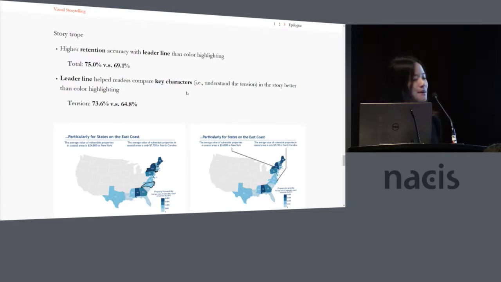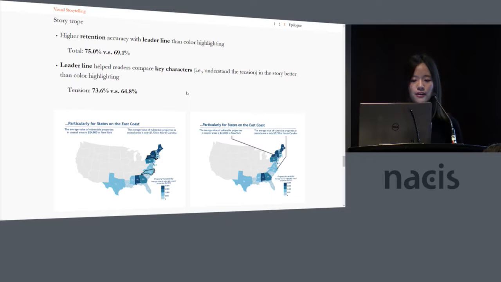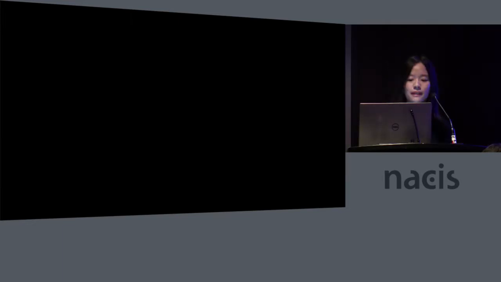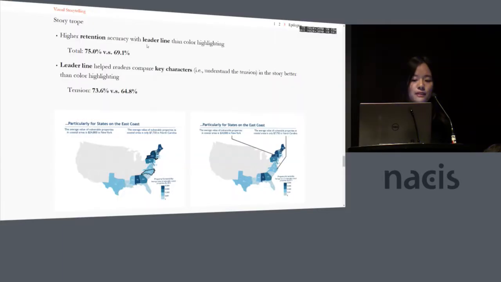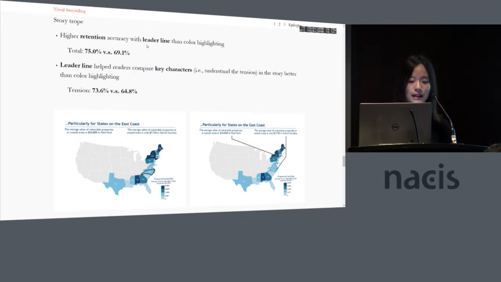So my third finding about story trope is also diverging. There is a higher retention accuracy rate with leader line than color highlighting. And this is the result of overall retention accuracy rate. We could see two numbers. The first one is for leader line. The second is for color highlighting.